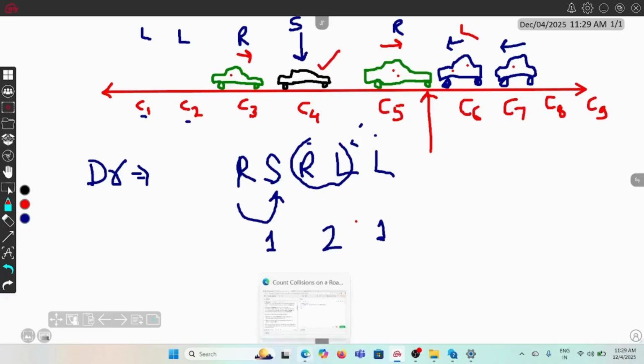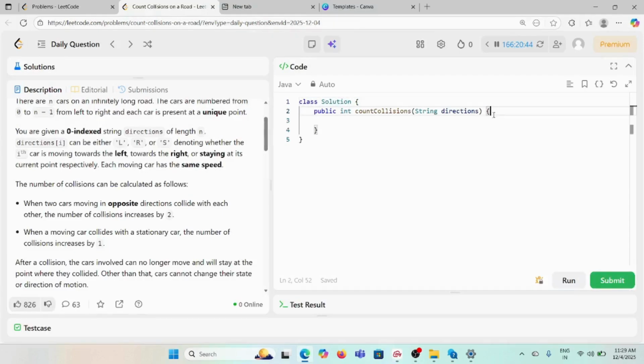So let me quickly write our code. First of all, directions is our string, so let's trim it first. Let me take int n equal to the length of this, directions.length. Now we will trim first of all. So let's say we have int left equal to 0 and int right equal to n minus 1, right? Because we have to trim for them.